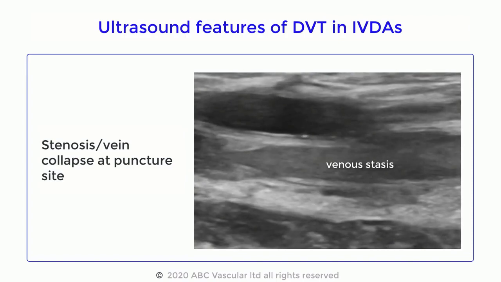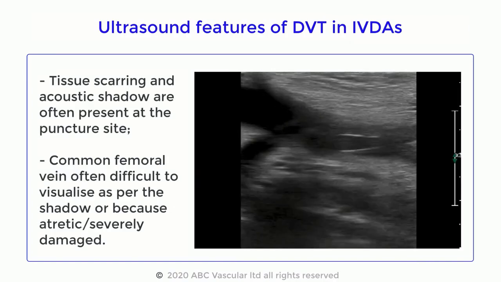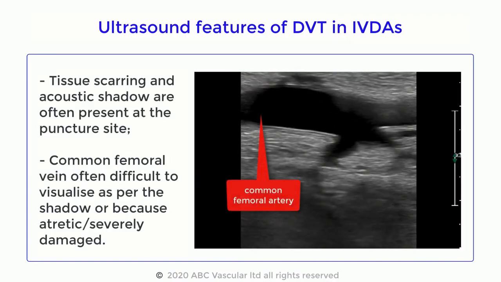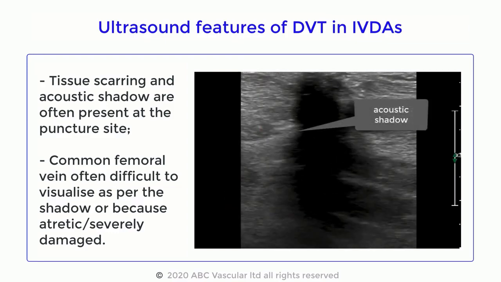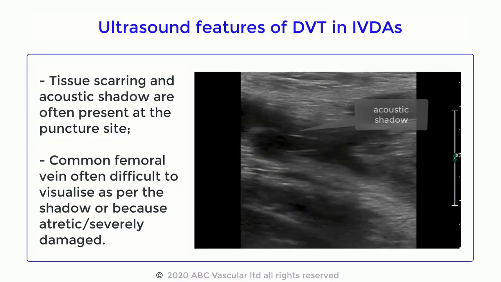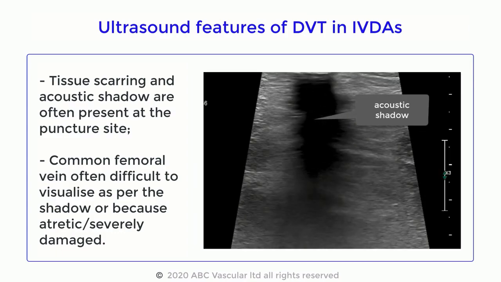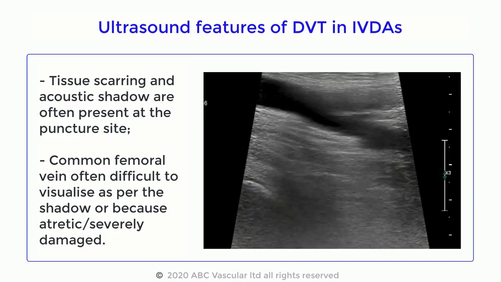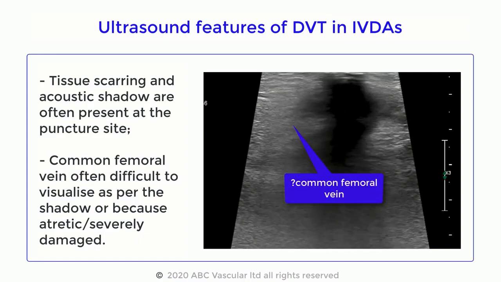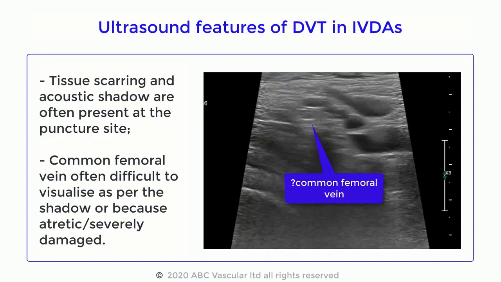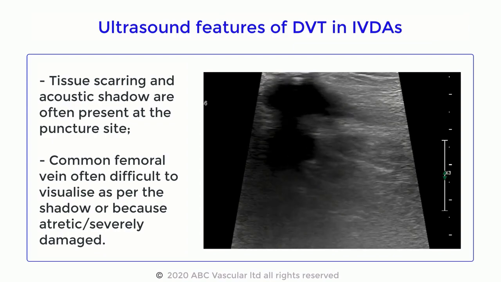Another distinctive ultrasound feature that the operator should be familiar with when scanning this type of patient is the presence of an acoustic shadow at the level of the groin, often found at the level of the puncture site. This shadow is caused by the presence of scarring tissue and represents the main limitation when trying to identify the common femoral vein.